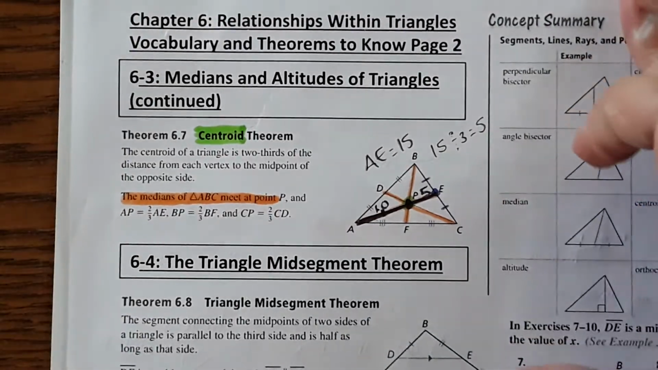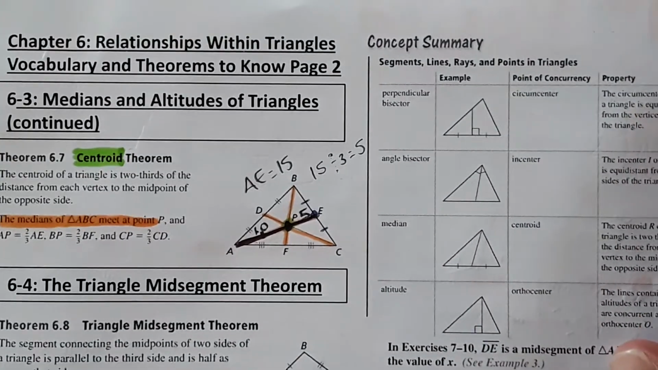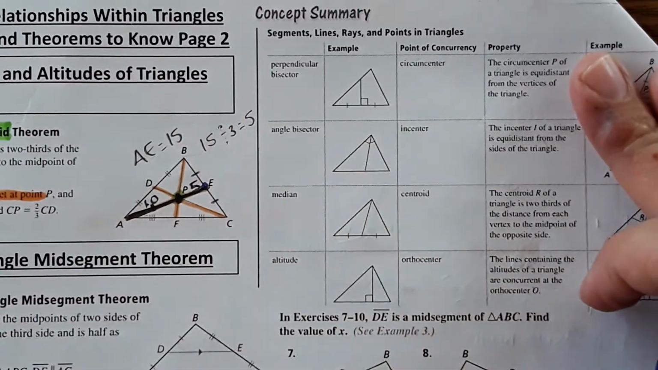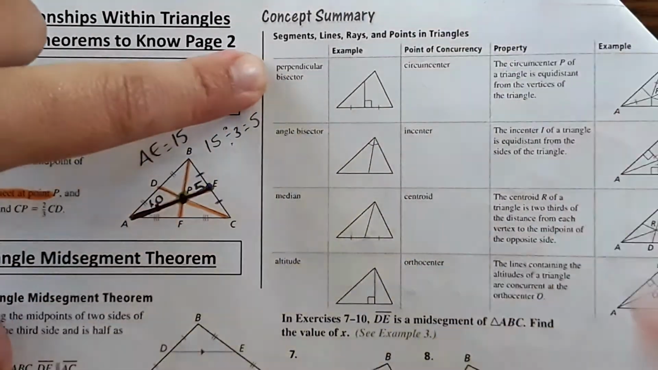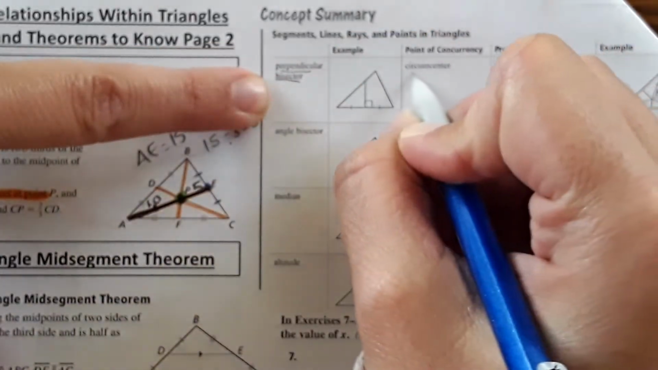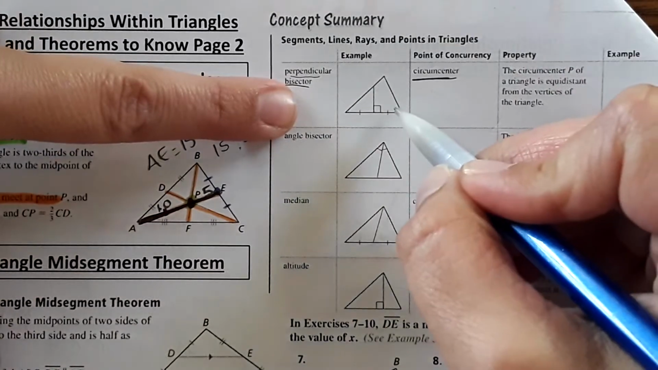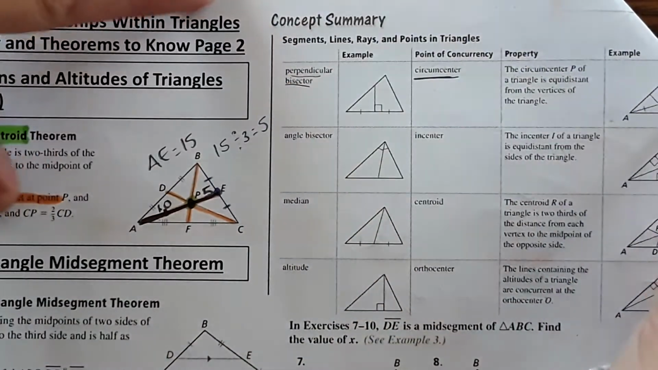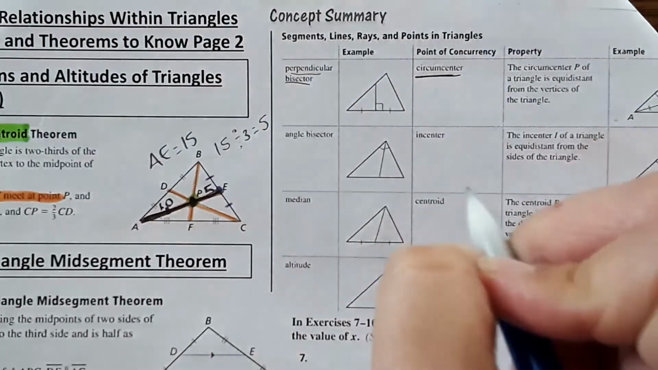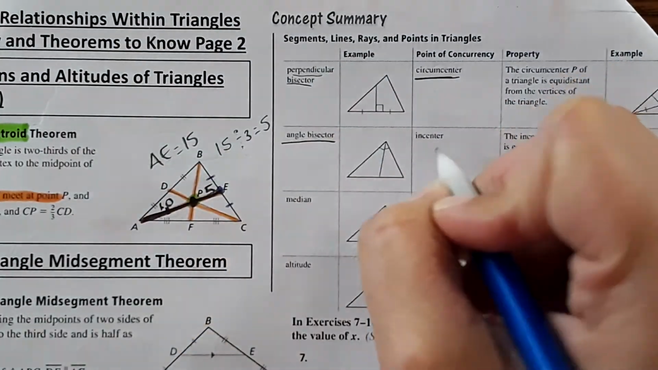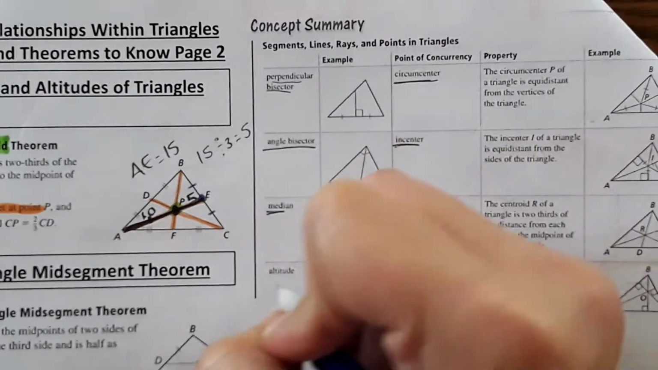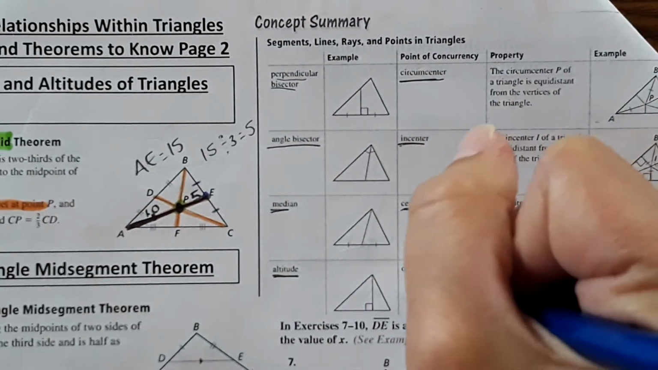Okay, and then the other thing I want to mention, and some of you may have already noticed this, this chart right here is a concept summary of all the vocabulary we've learned the last few lessons. So here it says perpendicular bisector, and the perpendicular bisectors intersect at the circumcenter. It shows a picture, and it gives an explanation with an example. So you could use this chart if needed now that we've learned them all. So angle bisectors intersect at the incenter, medians intersect at the centroid, and then altitudes intersect at the orthocenter.